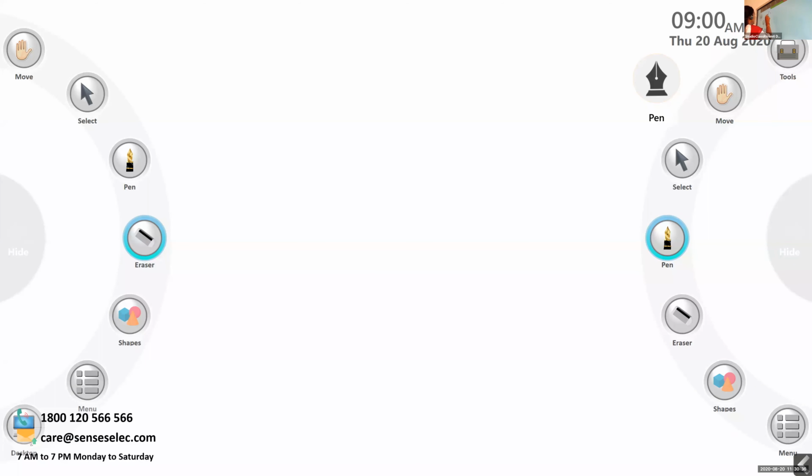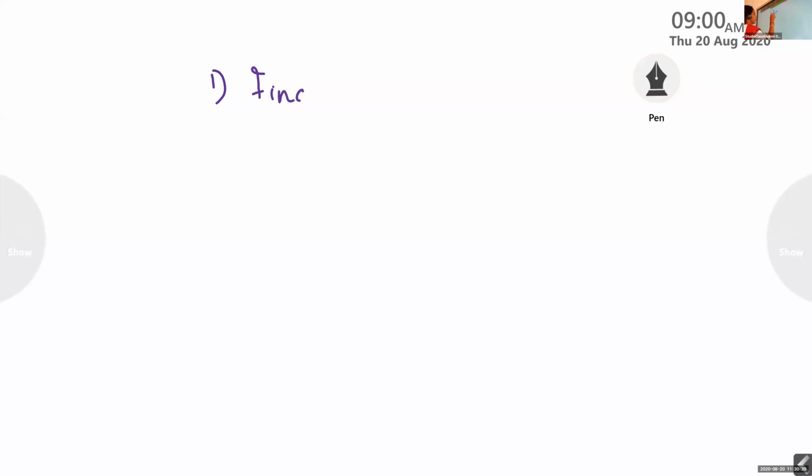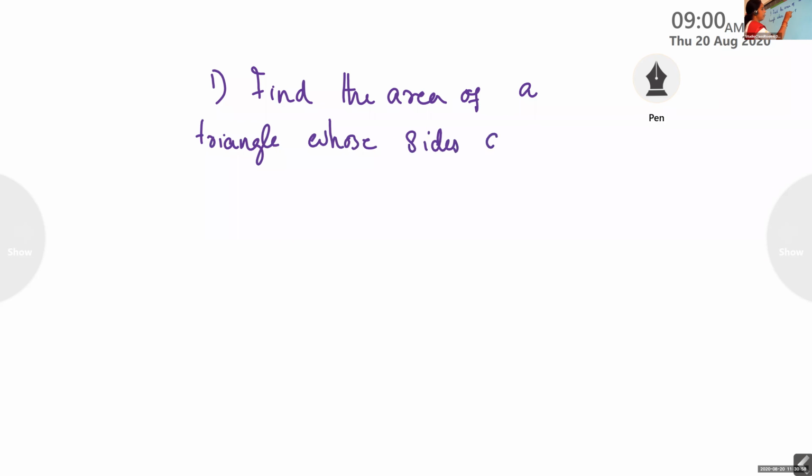Okay. The question is, find the area of the triangle. Can you see now? Yes, ma'am. Find the area of a triangle whose sides are 13 centimeter, 14 centimeter, and 15 centimeter.